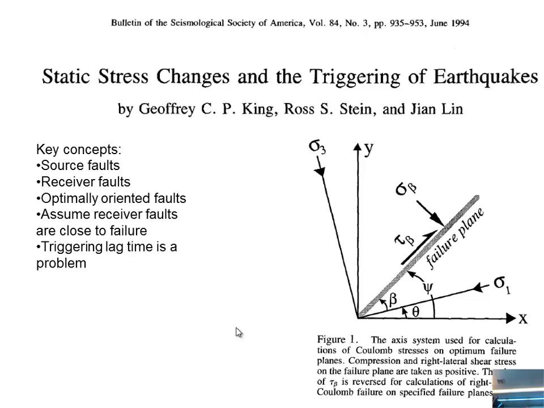And so these guys, the big names, are Stein, Lin, King, another one, Shinji Toda. He was at EPRI and Kyoto University and now is at Tohoku University. He's the lead author of Coulomb.